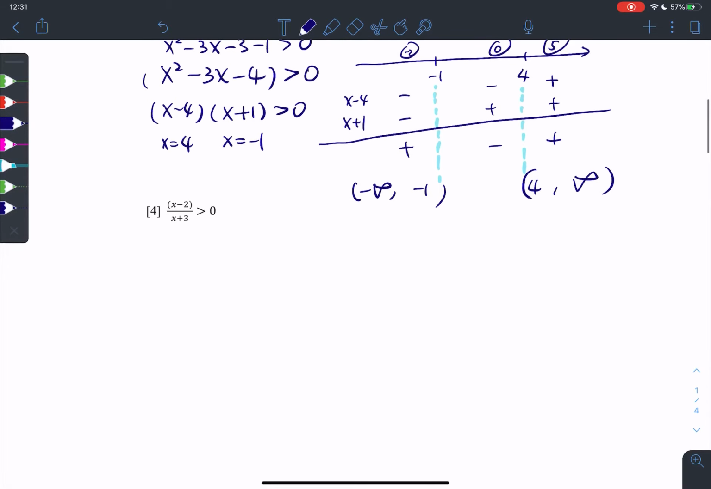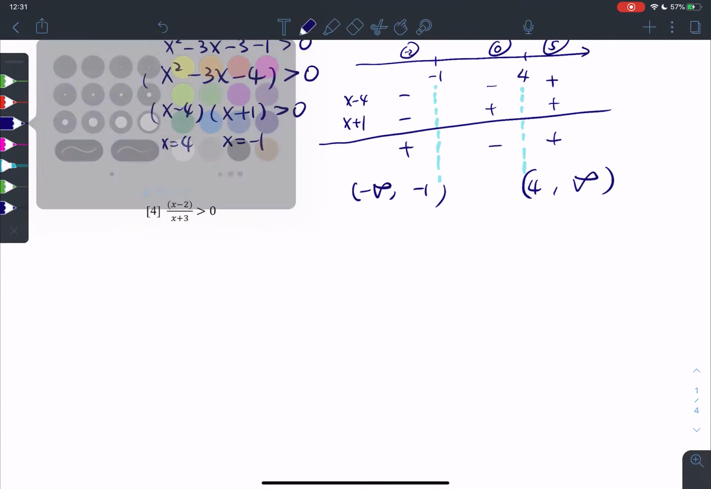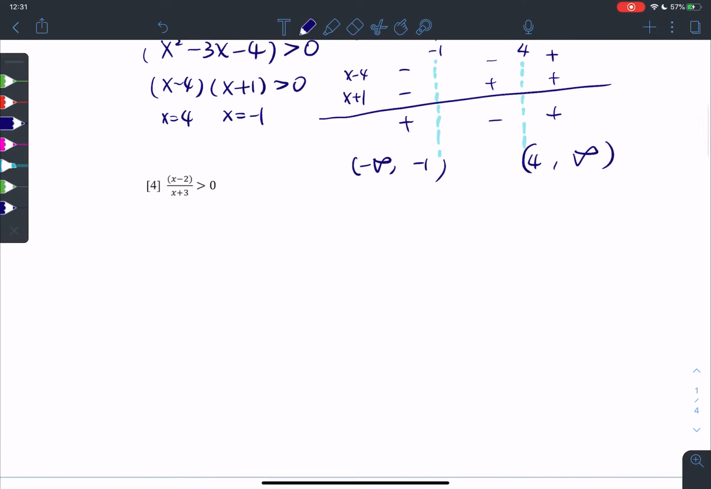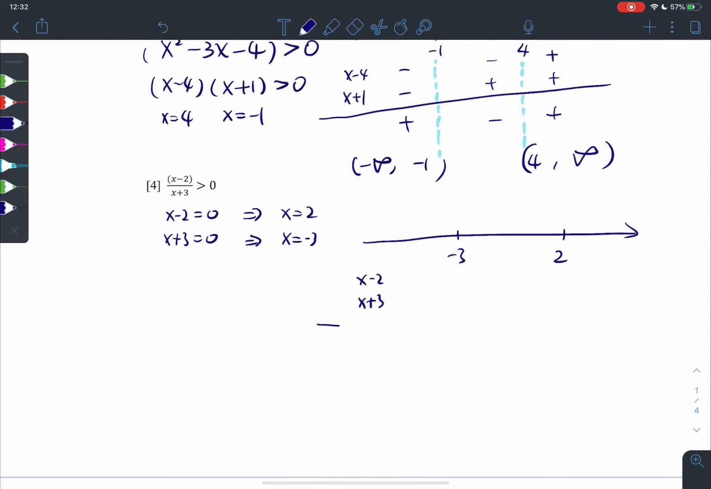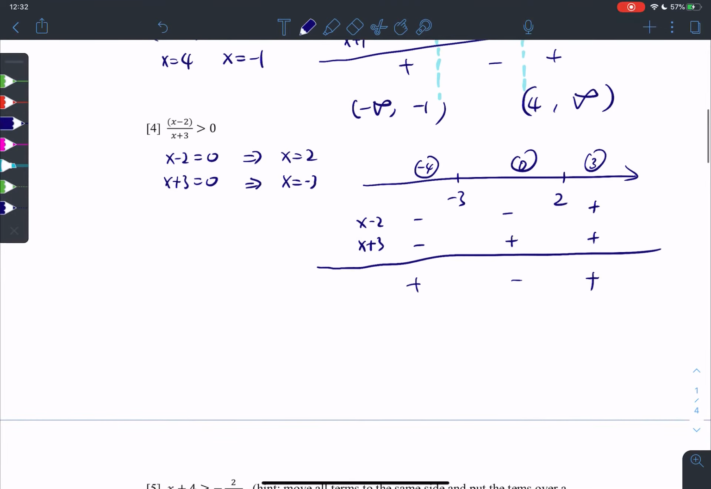So the next problem I have here is x minus 2 divided by x plus 3. By setting both numerator and denominator to 0, what I end up with is x equals 2 and x equals -3. Similar idea, put both of them on the number line and you test the sign of each part. So what you end up with is a sign chart like that. You can do the testing of sign pretty quickly, so you end up with positive, negative, positive. So the final output is going to be like that.